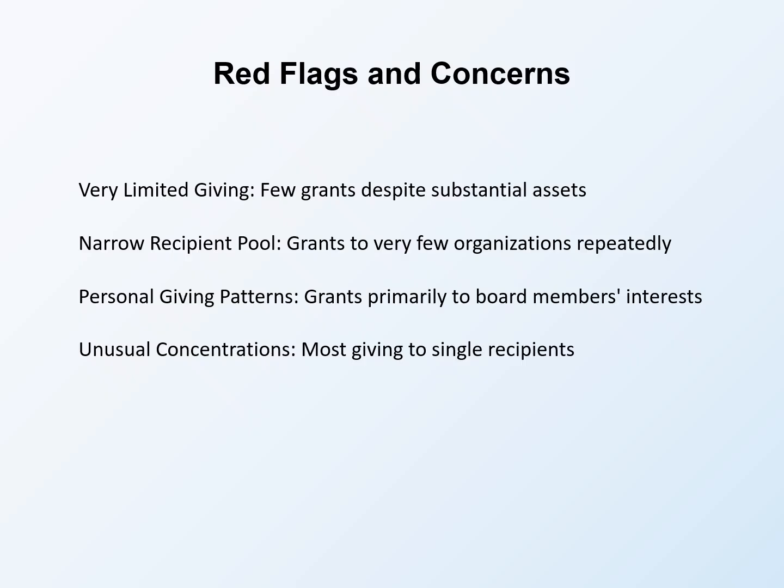Personal giving patterns emerge when grants primarily serve board members' personal interests. Family foundation grants going primarily to board members' alma maters, churches, and pet causes may not be accessible to unconnected applicants. Unusual concentrations where most giving goes to single recipients suggest special relationships rather than competitive grant making.